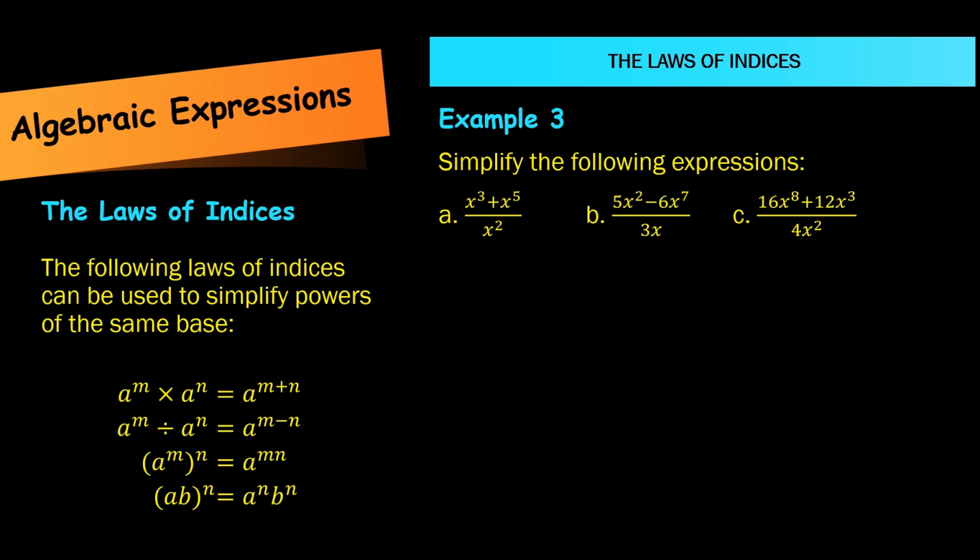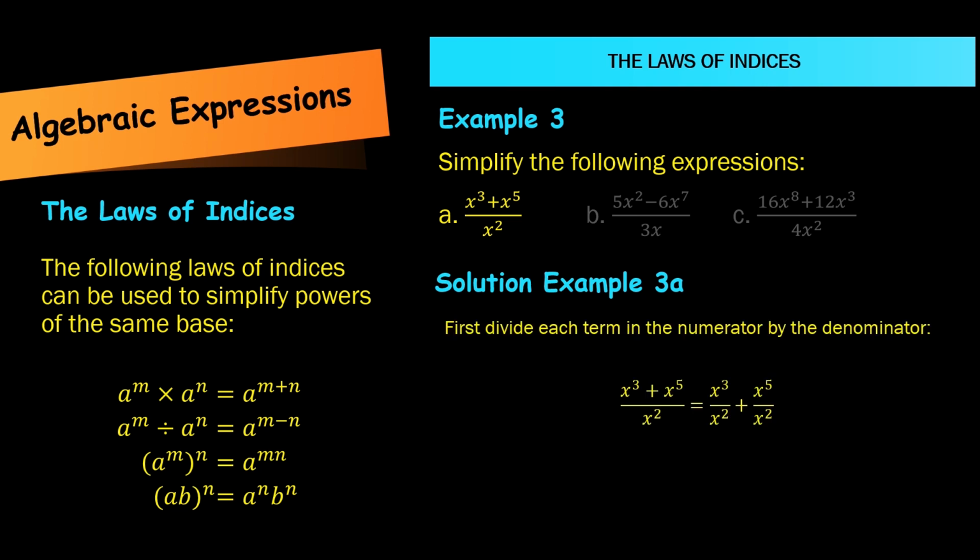So let's solve example 3a. First divide each term in the numerator by the denominator. X cubed divided by x squared, and x to the 5 divided by x squared. And then using the second law of indices, subtract the indices here, 3 minus 2, and here, 5 minus 2. And then tidying up gives us x plus x cubed, as shown.